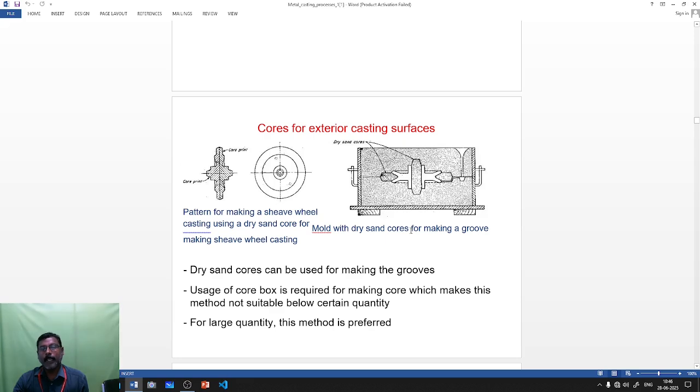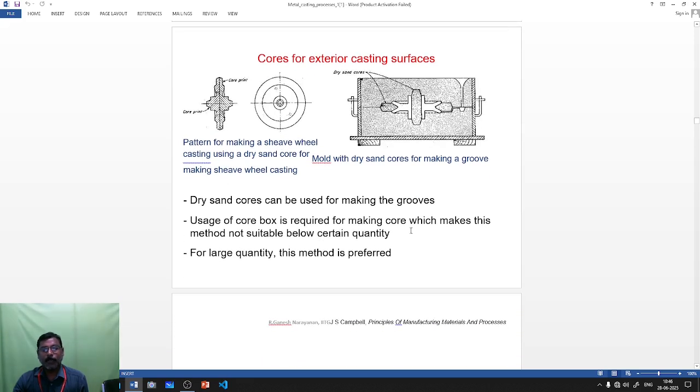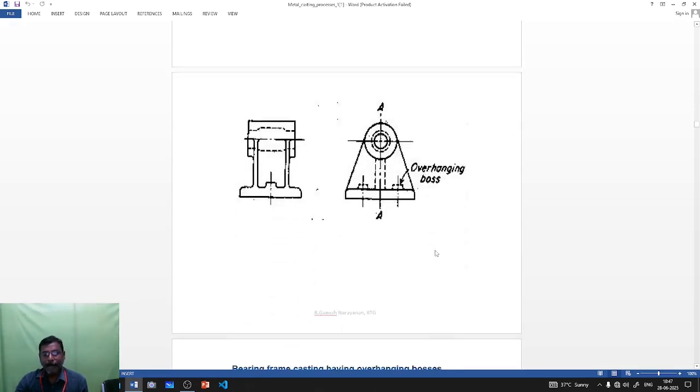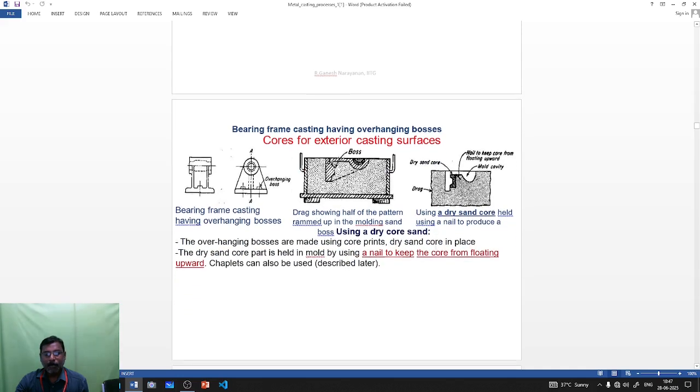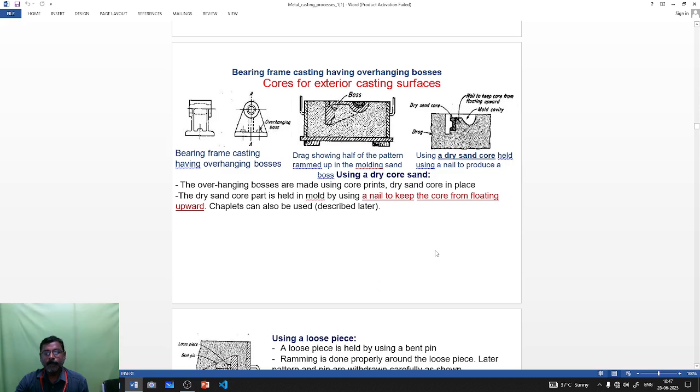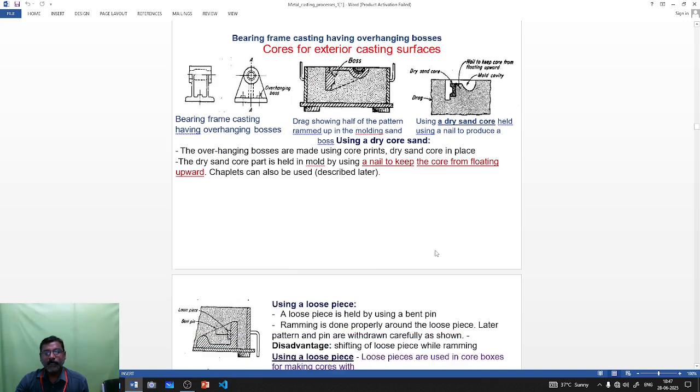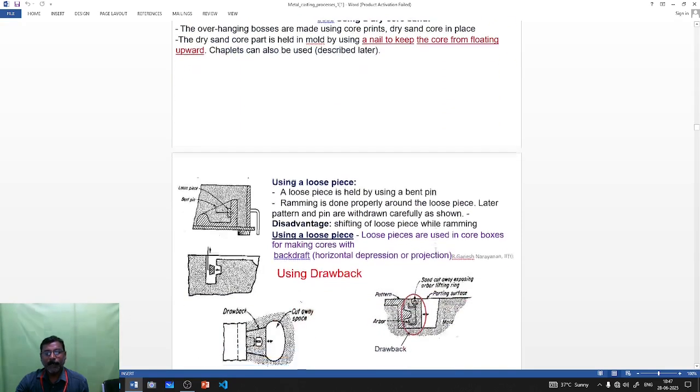Cores for exterior casting surface. A dry sand core can be used for making the grooves. Use of a core box is required for making the core, which makes this method not suitable below a certain quantity. For large quantity, this method is preferred. For the overhanging bosses, core prints are provided. The dry sand core is placed. The dry sand core part is filled in the mold by using the core sand.